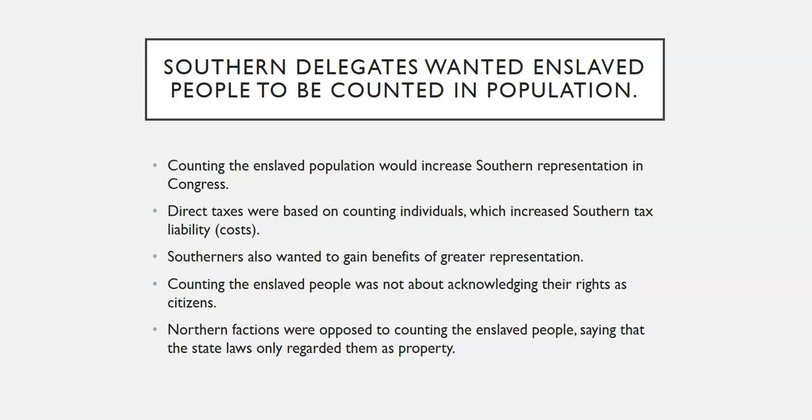They were capita taxes. And that increased the Southern tax liability because the individual enslaved people were also a part of that tax liability. They were a part of that cost. The Southerners were basically saying that if they're having to pay these extra costs and taxes, they also wanted to gain some of the benefits of having enslaved people counted for the purpose of representation, that they wanted to have more representatives in Congress as a result.